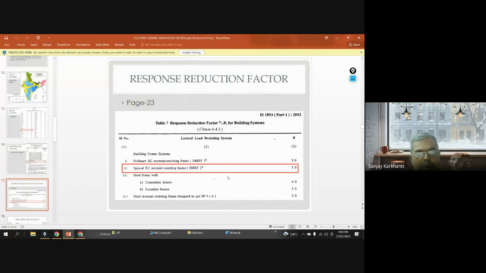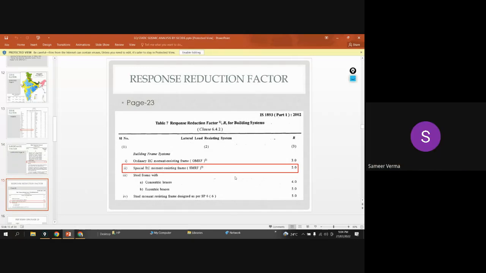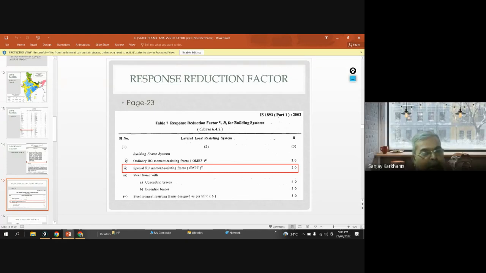You're talking about this? Yes sir, this one. See, the buildings are having various types. Some buildings are ordinary RC moment resisting frames, where ductile detailing is partly covered and partly neglected. In that case, you cannot go for R equal to 5. You have to go for R equal to 3.